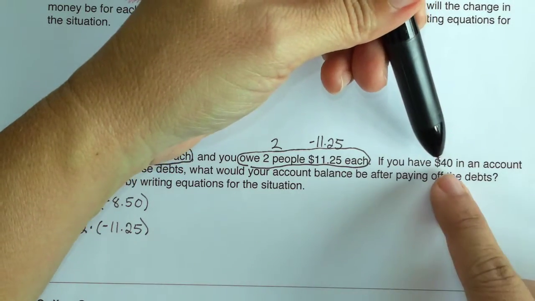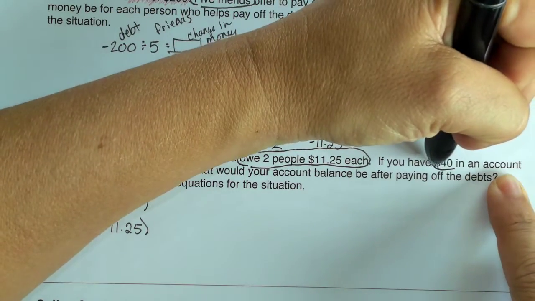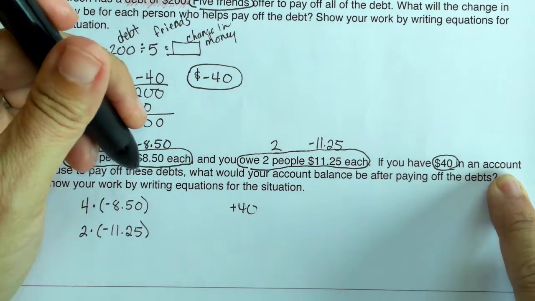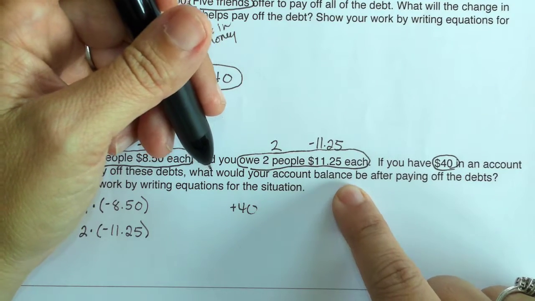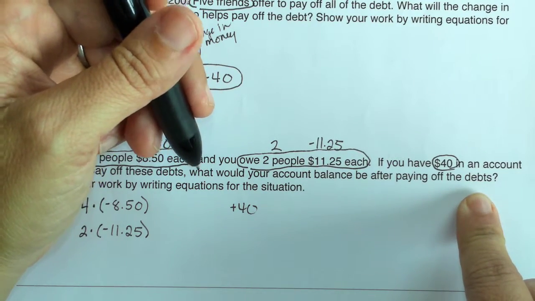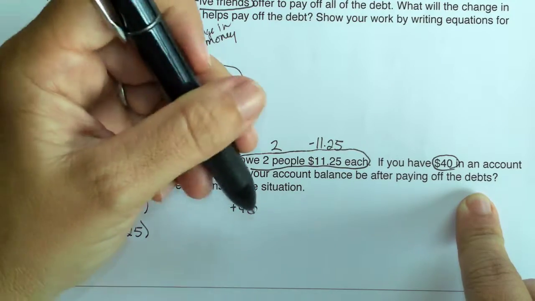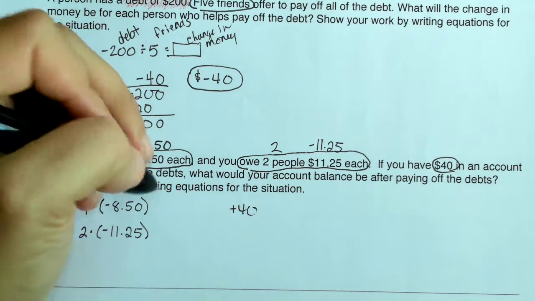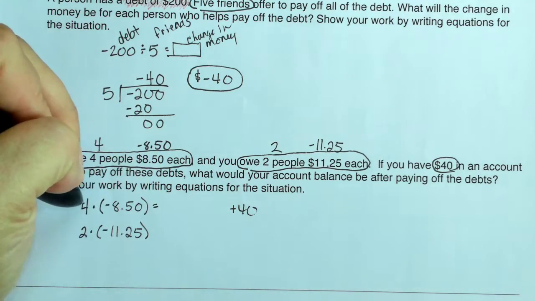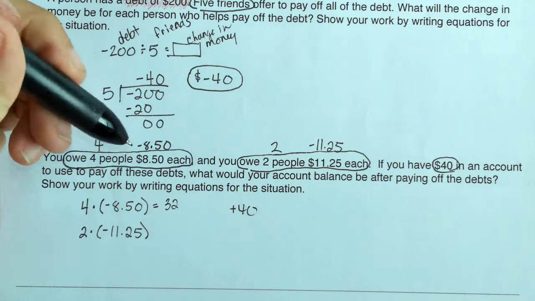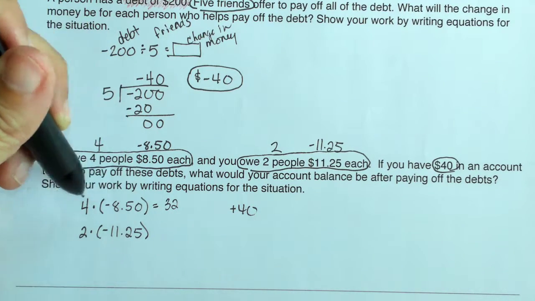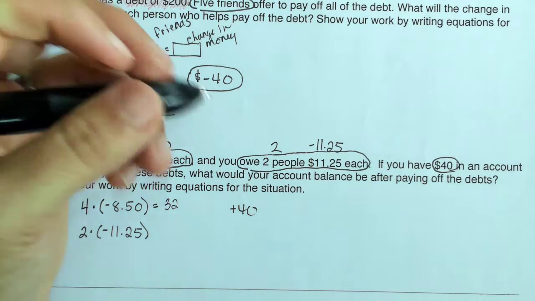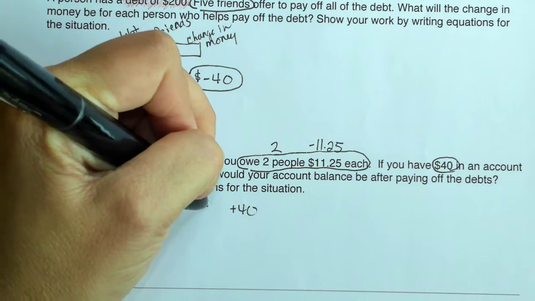If you have $40 in an account, so I have this positive $40 in my account, to use to pay off the debts, what would your account balance be after paying off the debt? So we need to figure out what this total value is going to be and then work with that 40 afterwards. So we've got 4 times $8.50, and I know that 8 times 4 is 32. That's $32, and then I have 50 cents 4 times. So I've got 50 cents, $1, $1.50, $2. So I need to add 2 to that.